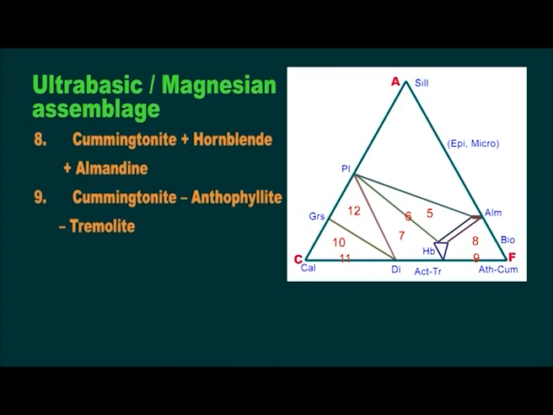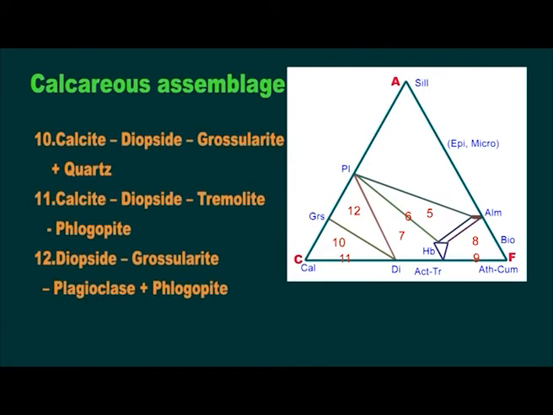Ultrabasic or magnesium assemblages. Number 8, cummingtonite, hornblende, almandine. Number 9, cummingtonite, anthophyllite, tremolite. Calcareous rock assemblages. Number 10, calcite, diopside, grossularite plus or minus quartz. Number 11, calcite, diopside, tremolite plus or minus phlogopite. Number 12, diopside, grossularite, plagioclase plus or minus phlogopite.